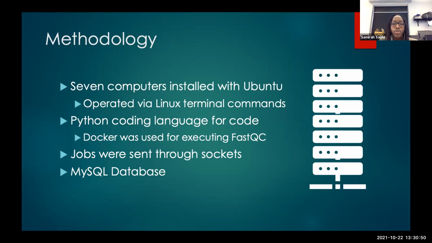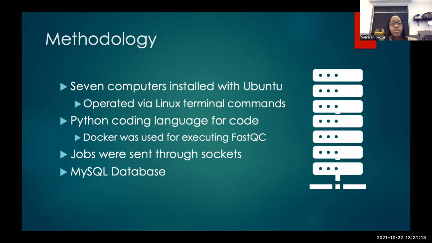All the computers operated via Linux terminal commands, but most of the code was done in the Python coding language, with the exception of Docker being used for executing FastQC. What that means is that all the FastQC processes and the output of the graph were done inside of a Docker container. That just makes it a bit easier to use.